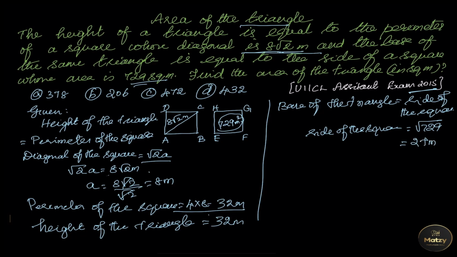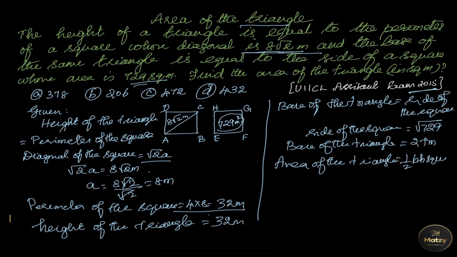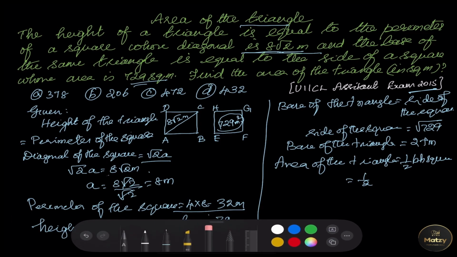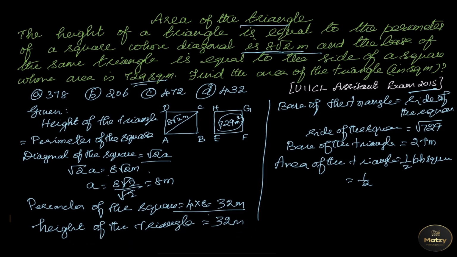Okay. How to find out the side of the square? Area is given. So, side of the square is equal to square root of area. Am I right? So, square root of 729 is 27 meters. That is the base of the triangle. Now, what we have to find out? We have to find out the area of the triangle.